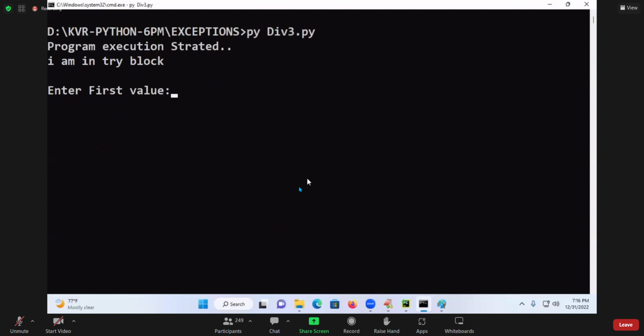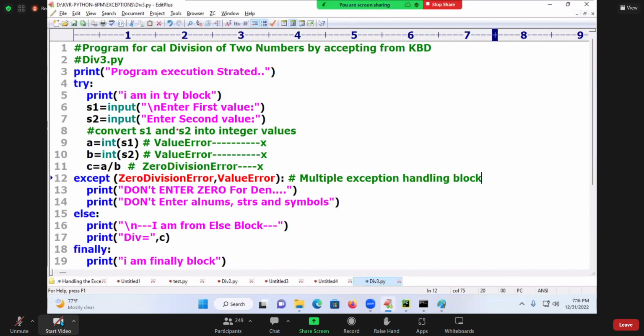What is this known as? Multiple exception handling block. This is called a multiple exception handling block. Execute it, students, and observe it carefully. Now run this code. 100 and then 23x. It is giving you the message.